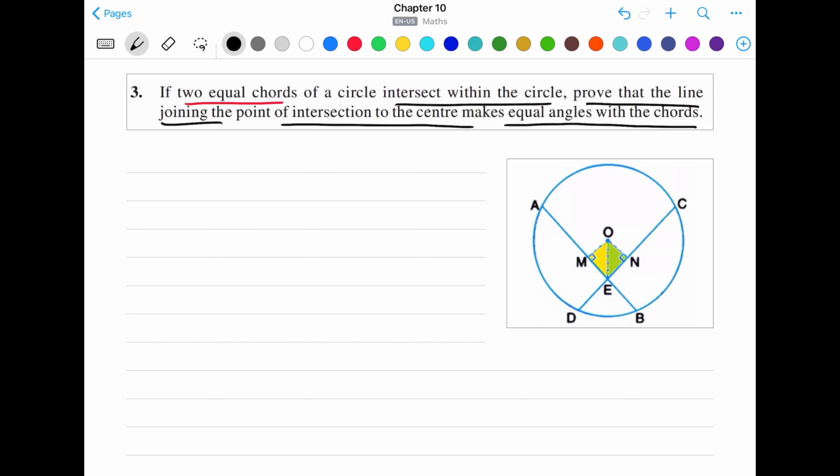So what we have here is, we have two equal chords AB and CD, and they are intersecting within a circle at point E. Okay, we have to prove that the line joining the point of intersection to the center, that is this OE, is making equal angle with the chord, that is these two angles. We have to prove them equal. Okay, we're going to simply prove that these two triangles are congruent, and by simplicity these two angles will be equal. Okay, so let's start its answer number 3.